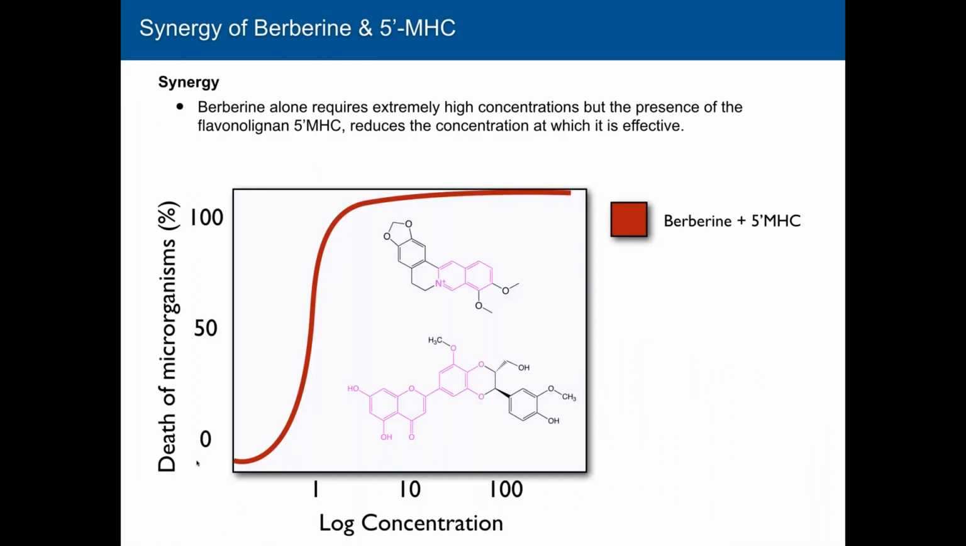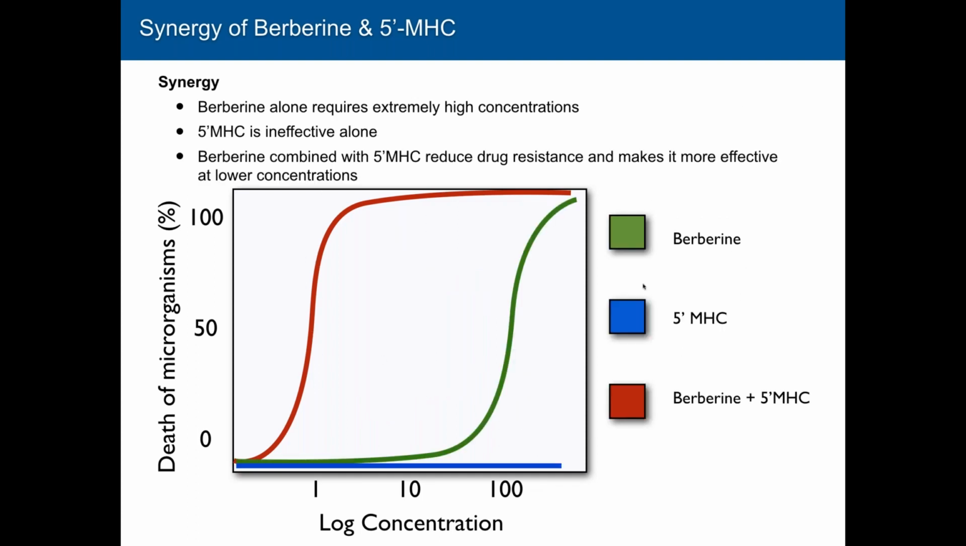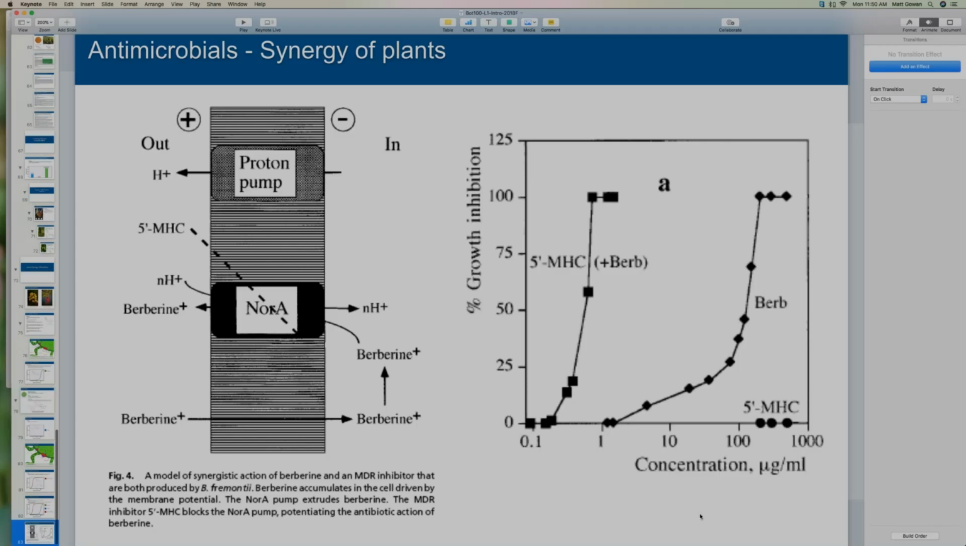And so you can see here, when you combine the berberine with this 5-MHC compound, you need a lot less berberine to have the same therapeutic effects. Okay, so berberine alone, you need a lot of it. The 5-MHC alone does nothing. You combine the two of them, you have that synergistic effect. And I think that stuff's pretty cool.